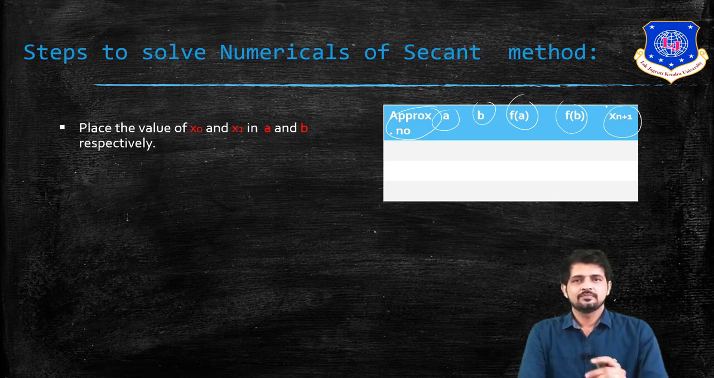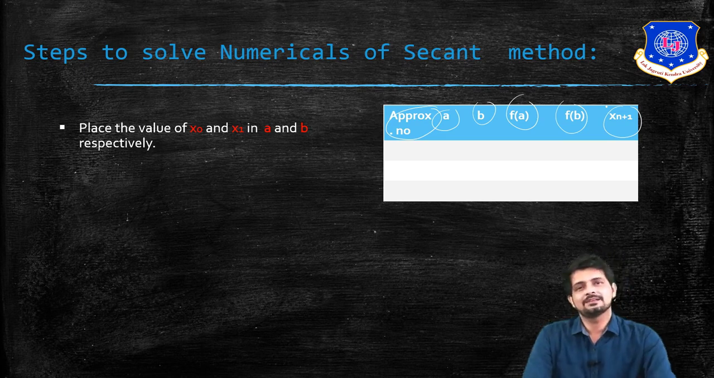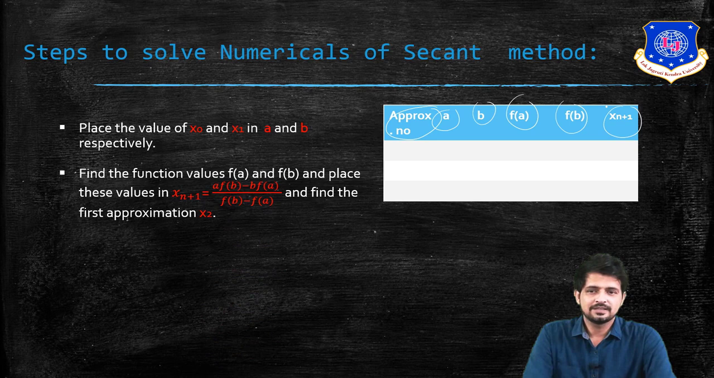Okay, here, when the value of a and b is given, first of all, we have to place the value of x0 and x1 in a and b respectively. The value of x0 is to be placed in a and the value of x1 is to be placed in b. Okay, what is our next step?